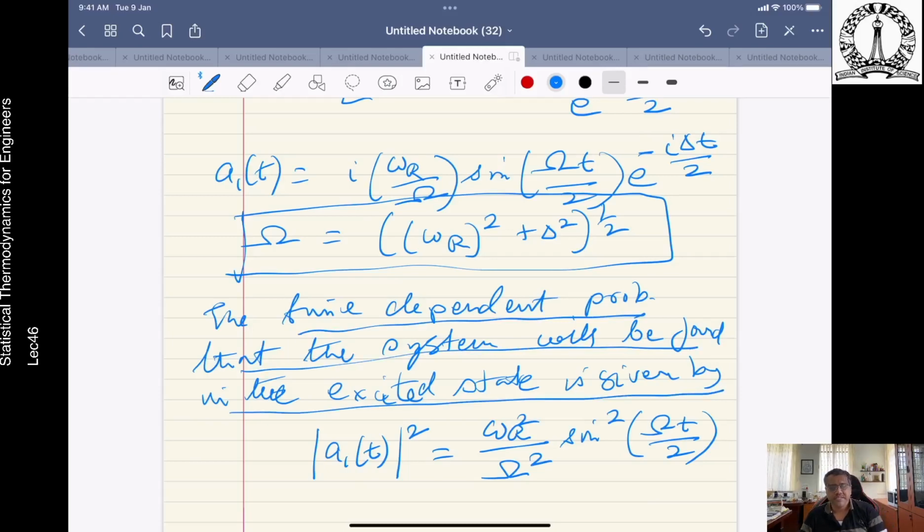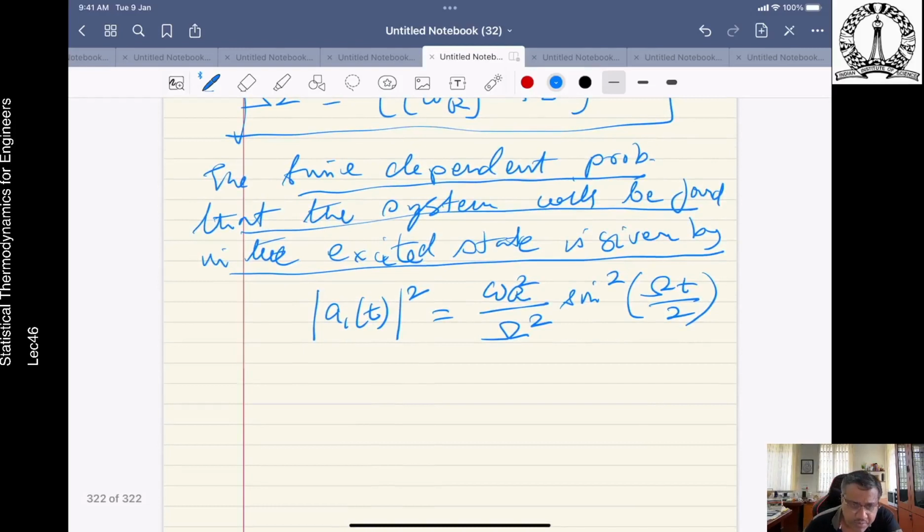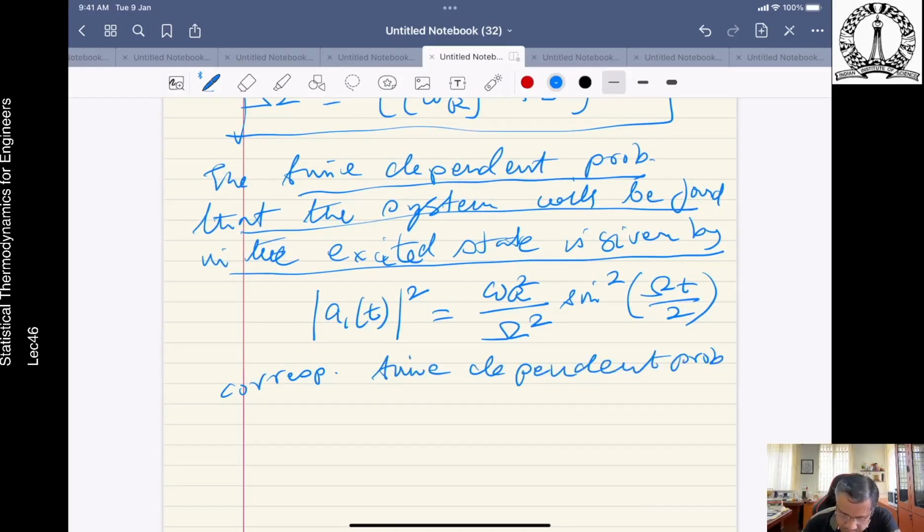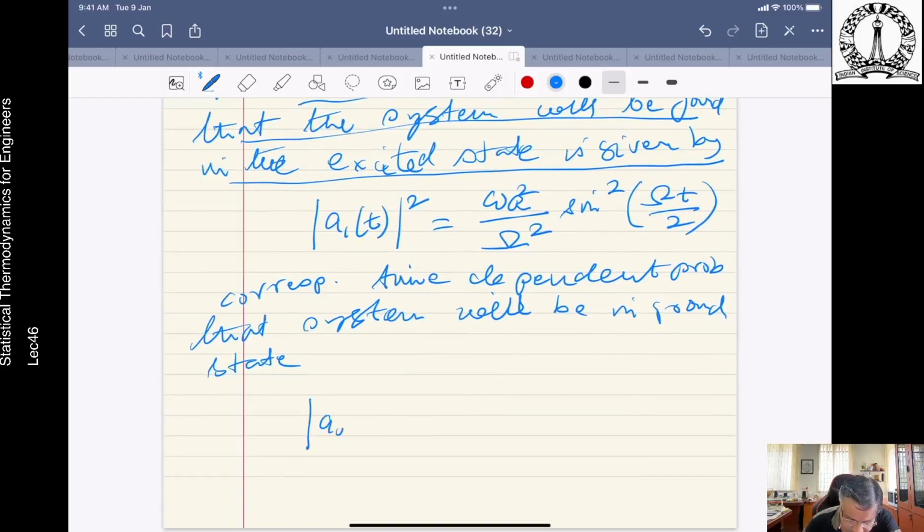The corresponding time-dependent probability that the system will be found in the ground state is given as one minus A1 square, which is equal to one minus omega r square over omega square, times sine square omega T by 2.